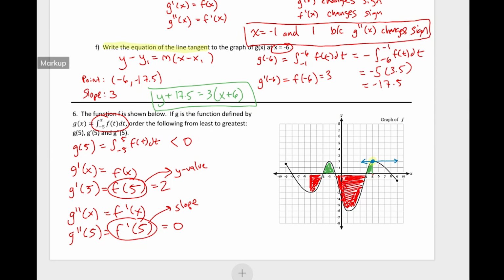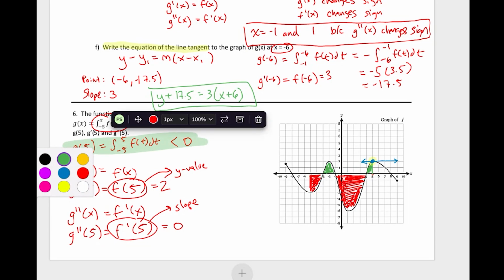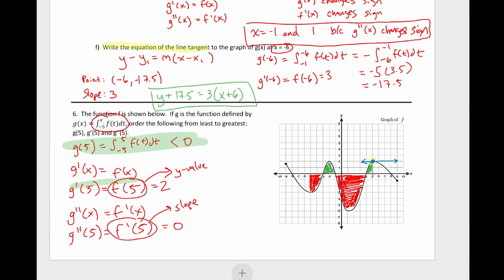Okay, so key points here. g of 5 is negative. g prime of 5 is positive. g double prime of 5 is 0. So if we're going to go from least to greatest, the smallest one has got to be the negative one, which is g of 5. So g of 5 is the smallest, the least. The next one is going to be the 0 one, that's g double prime. And then the biggest one will be the positive one, which is g prime.